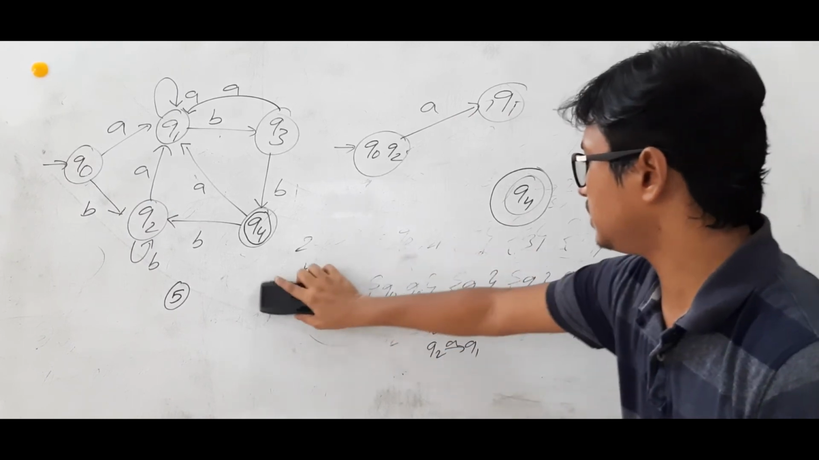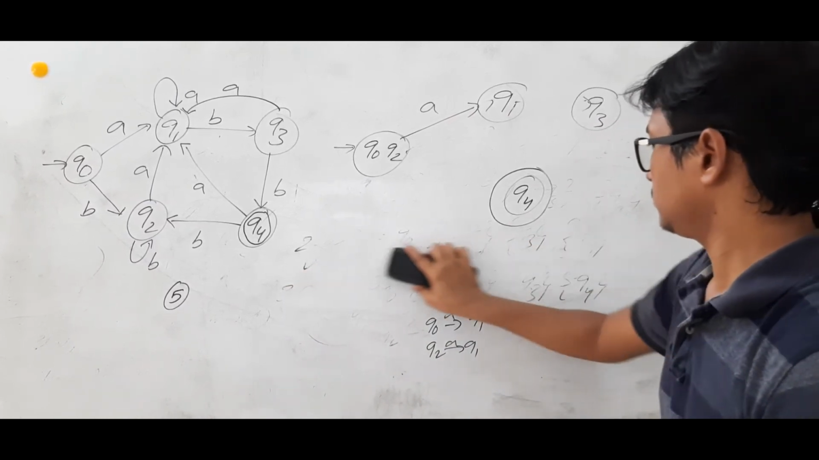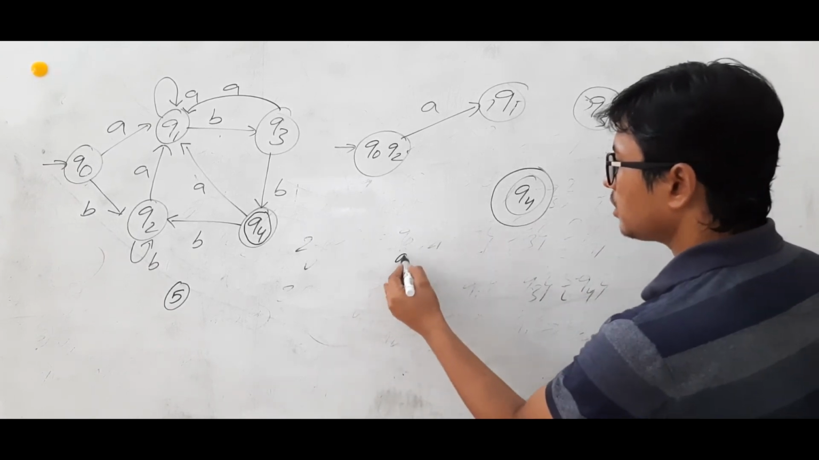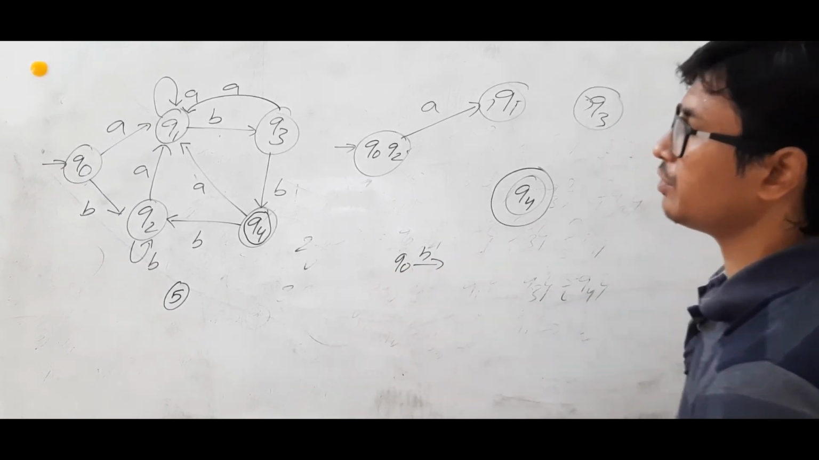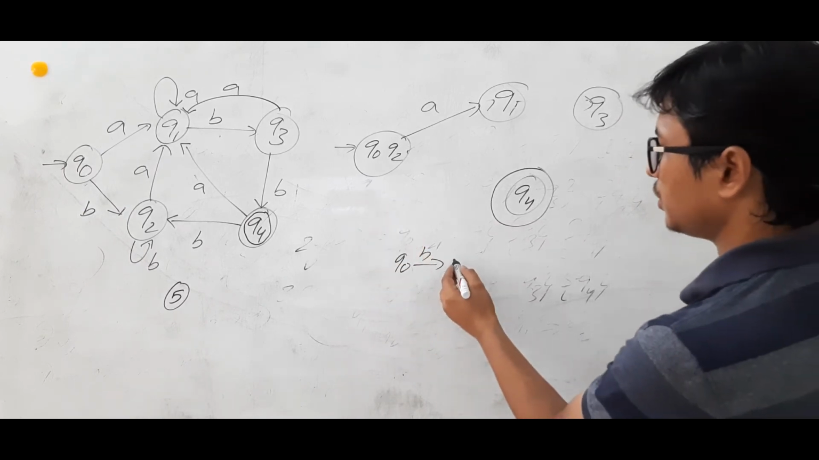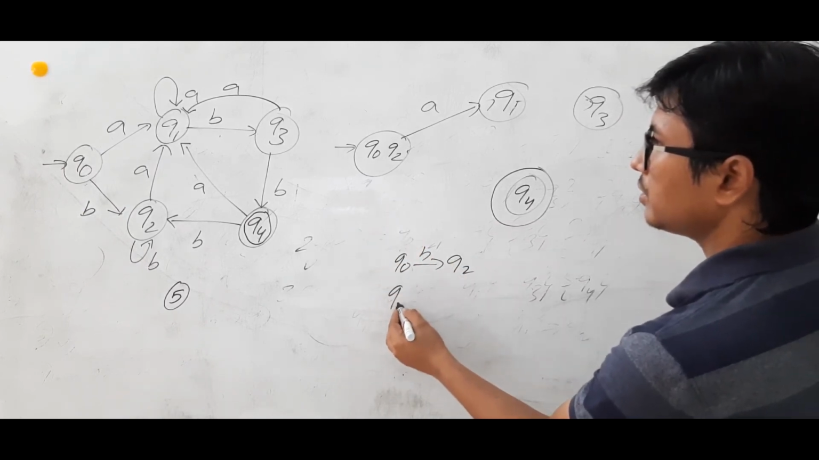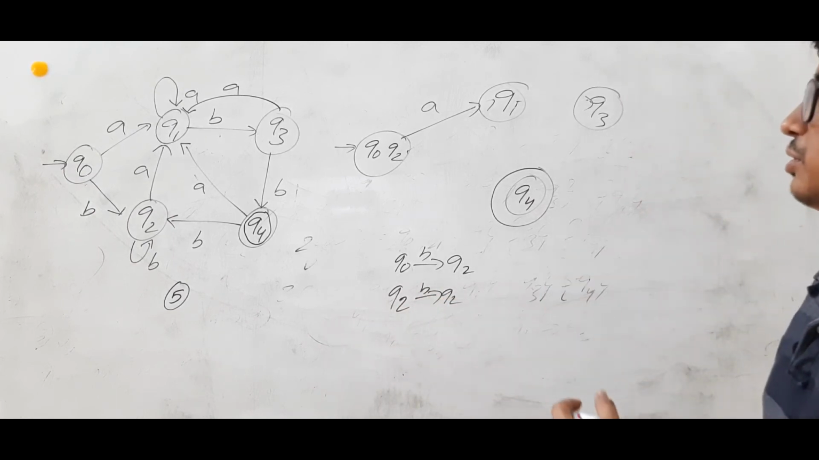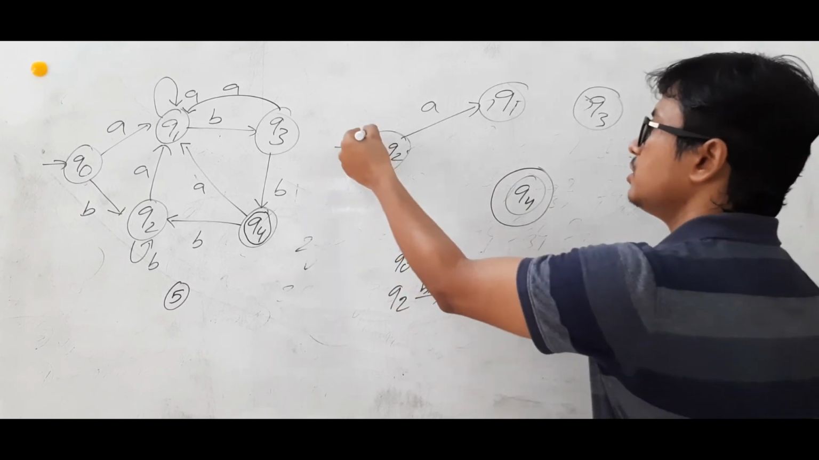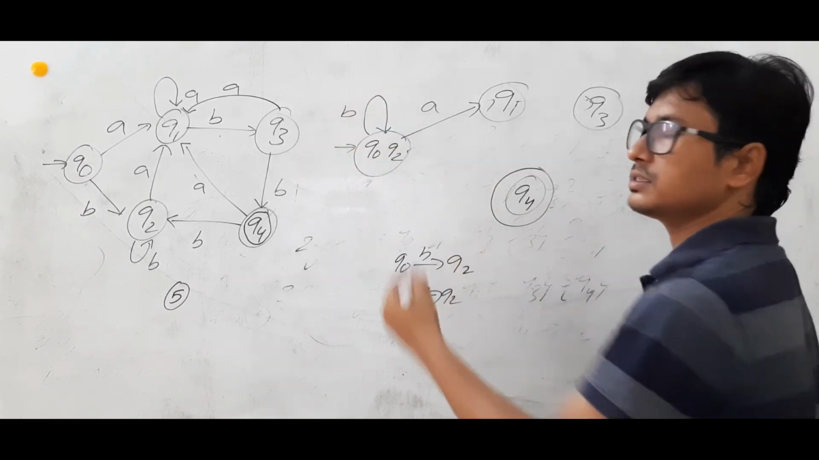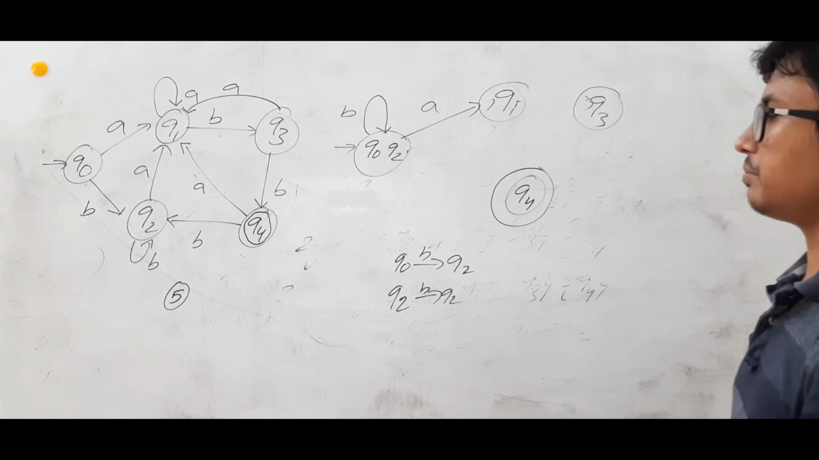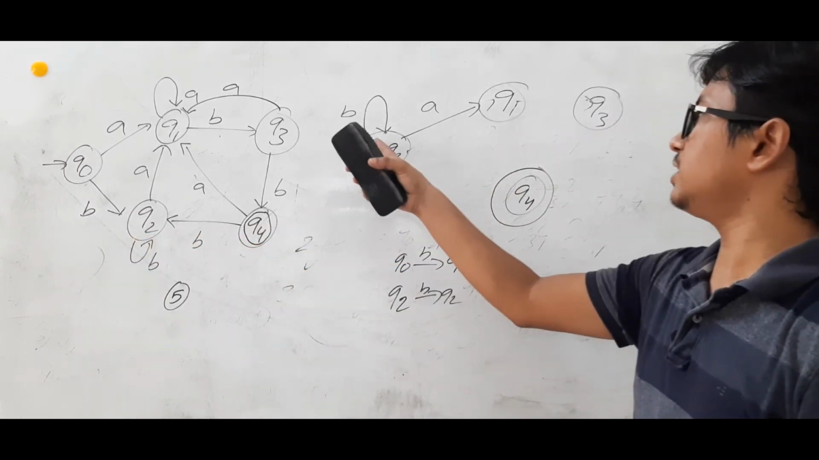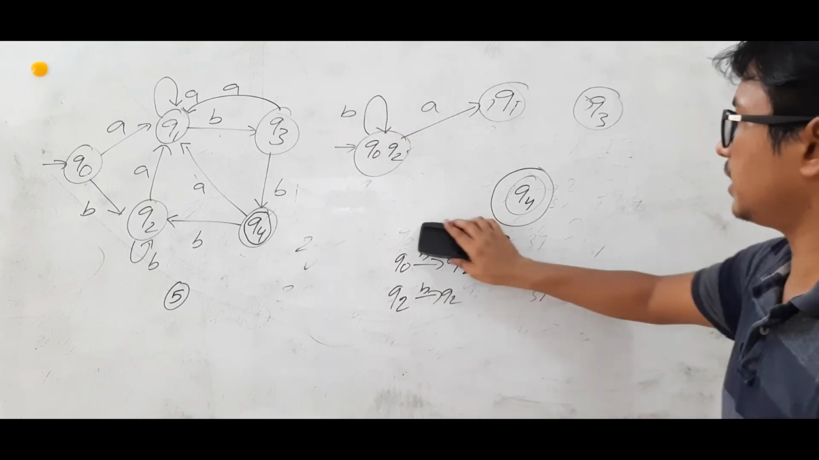On B we will see, Q0 on B is going to where? Q0 on B is going to Q2. Q2 on B is also going to Q2. So Q0, Q2 combined is going to Q2. So on B we will represent it like this. Is it clear? It is going to itself only. Q0 on B is going to Q2, Q2 on B is going to Q2. Where is Q2? It is here. So you will keep it like this.